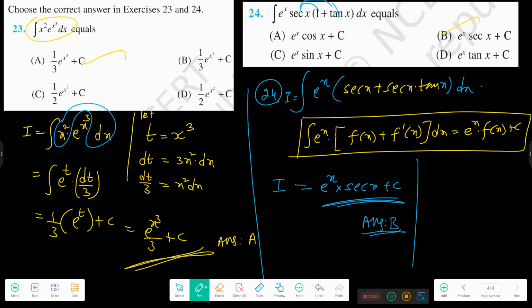If you have a doubt, take f of x equal to secant x. Then f dash of x, what will you say? Secant into tan, because the derivative of secant is secant into tan. That is what we are getting.